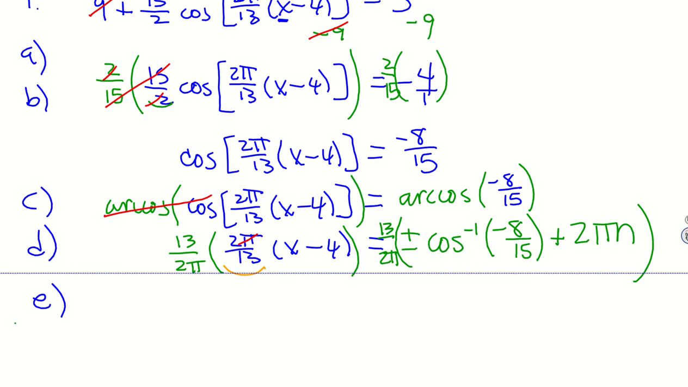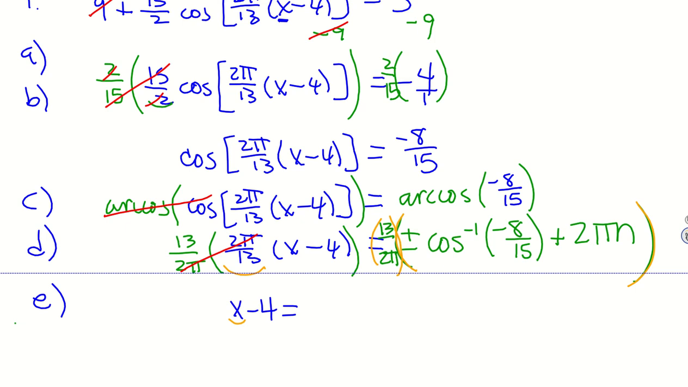On the left side, that's going to divide out both those fractions, leaving me nothing but x minus 4. Love that. Trying to get this x by itself, we're getting close. Now on the right side is the hardest thing we're going to do. We want to take this expression and we want to multiply the whole thing by this fraction, 13 over 2 pi.